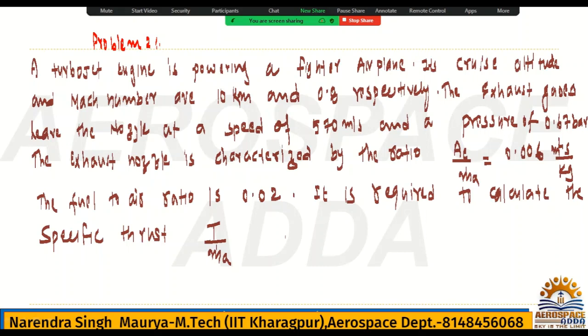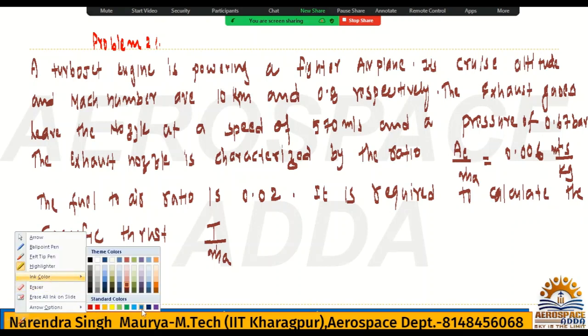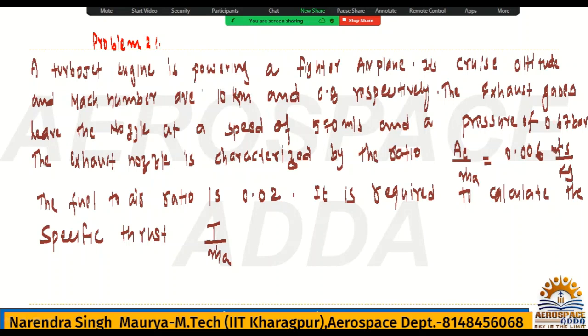All right. So check the problem. Altitude they have given 10 kilometer. Mach number they have given 0.8. Exhaust gases leave the nozzle at a speed of 570 meter per second. Exhaust speed is also given. Pressure PE is also given. The exhaust nozzle is characterized by AE by m dot A. The fuel air ratio is given. It is required to find the specific thrust. So this is the problem.